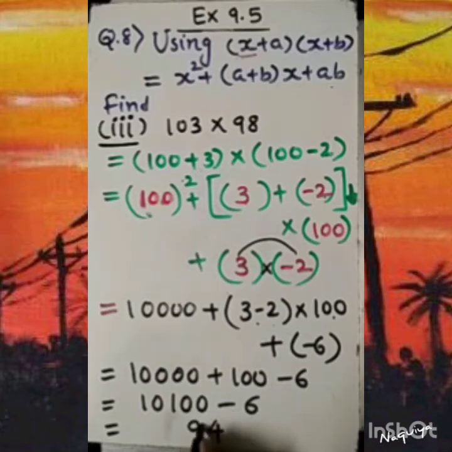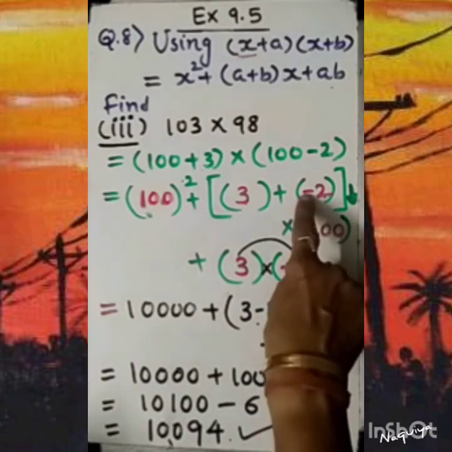Here it will be 9. From here we have already borrowed, so this is 0 and this is 1. So the answer will become 10,094. Answer is 10,094. Here it is because of negative number.